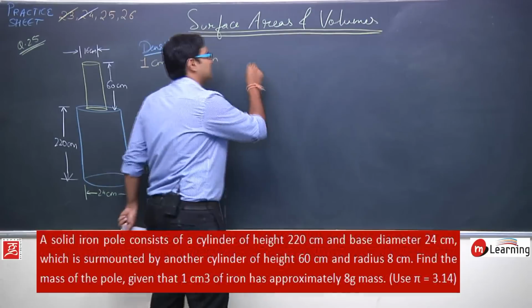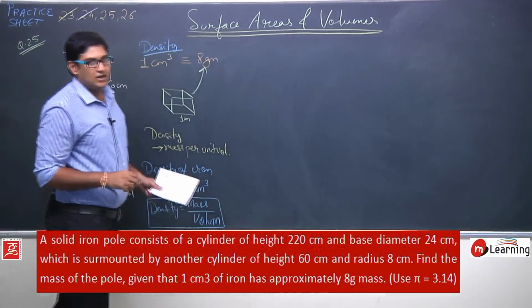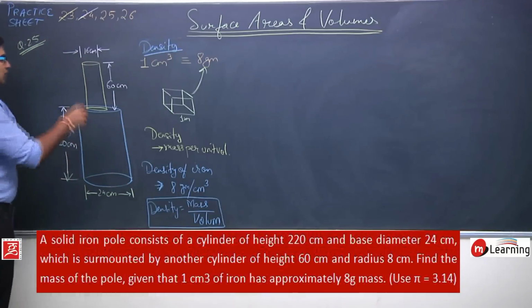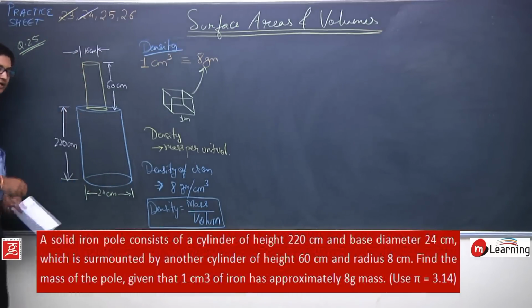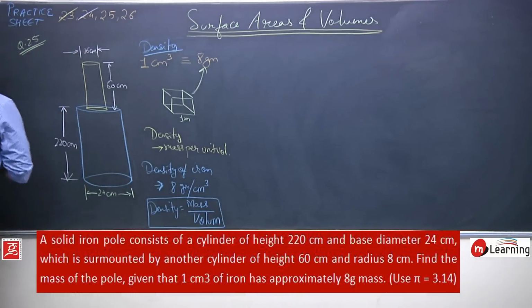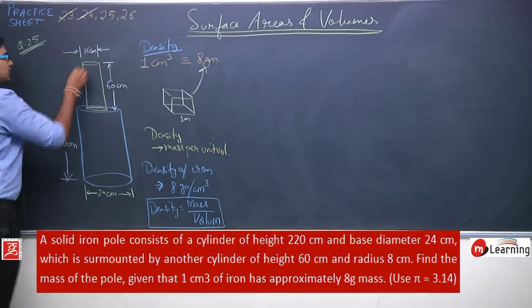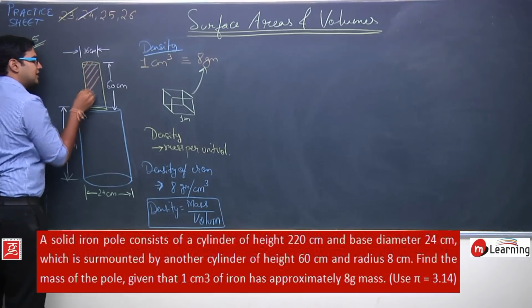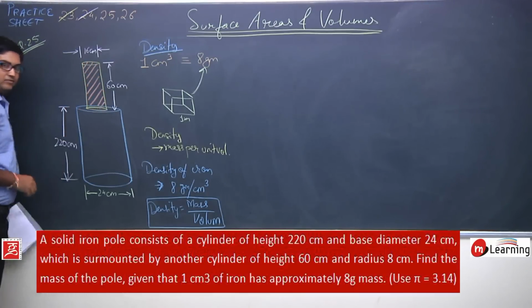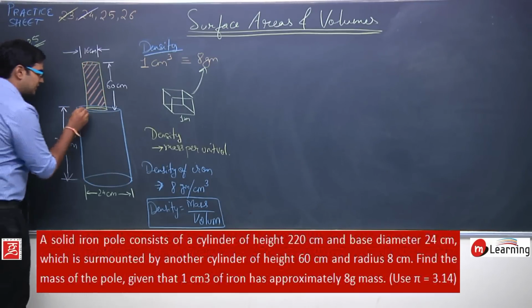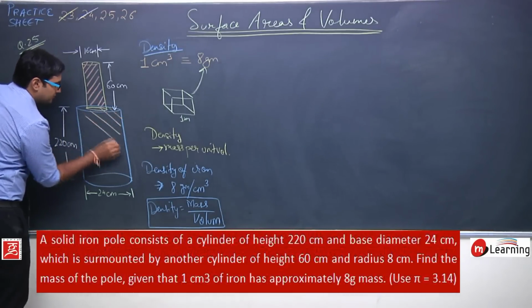So now what is the volume of this particular solid figure? I can see that this solid figure has two different components. First one is this solid bar, this cylindrical solid piece of iron, okay, and second one is this cylindrical solid piece of iron.